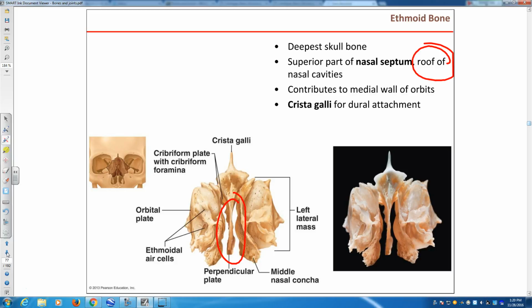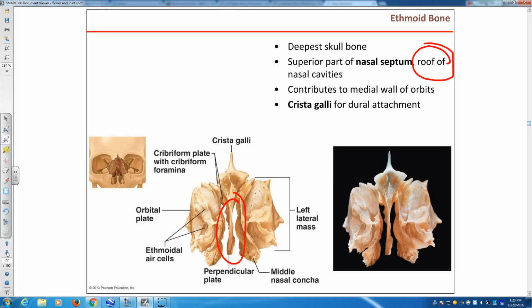The word septum means what? Anyone? Separation, yes. So the nasal septum is the structure that separates your nose into the left and right nostril. It consists of two bones and one cartilage. The superior portion of the septum is the perpendicular plate of the ethmoid bone, and we're going to talk about the others. If you take a glance in here, in the skull, you will see that structure called the cribriform plate.